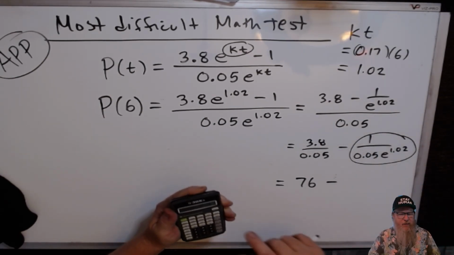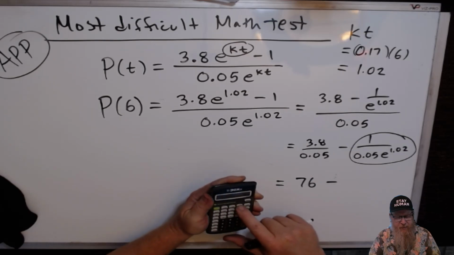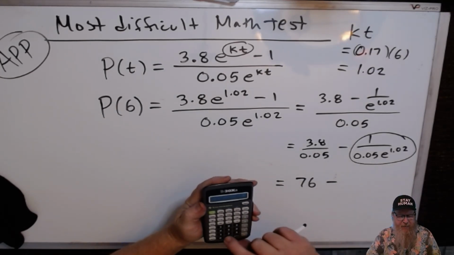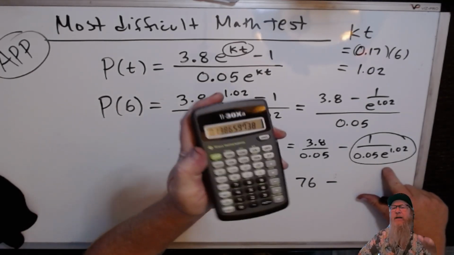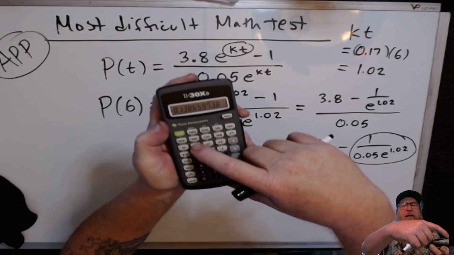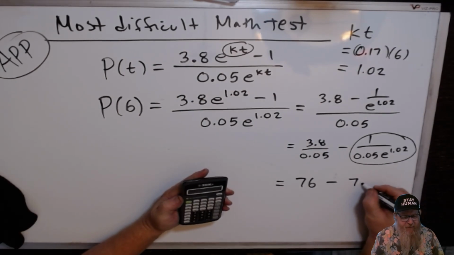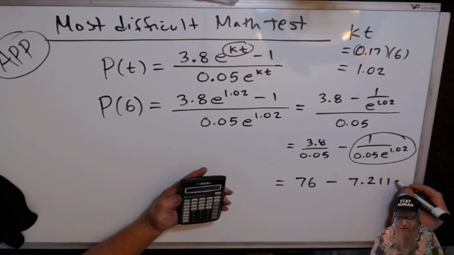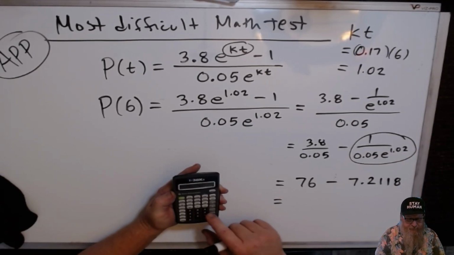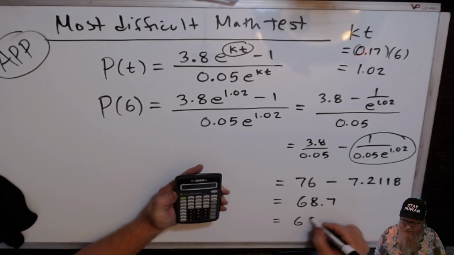Let's see. So we got 1.02, e. It gives me a decimal. Then I multiply that by 0.05. That gives me another decimal. And then I divide 1 divided by that. On this old school calculator, there's a 1 over x button here. And it gives me 7.2118. And then I subtract that. And I get 68.7 or 69%.